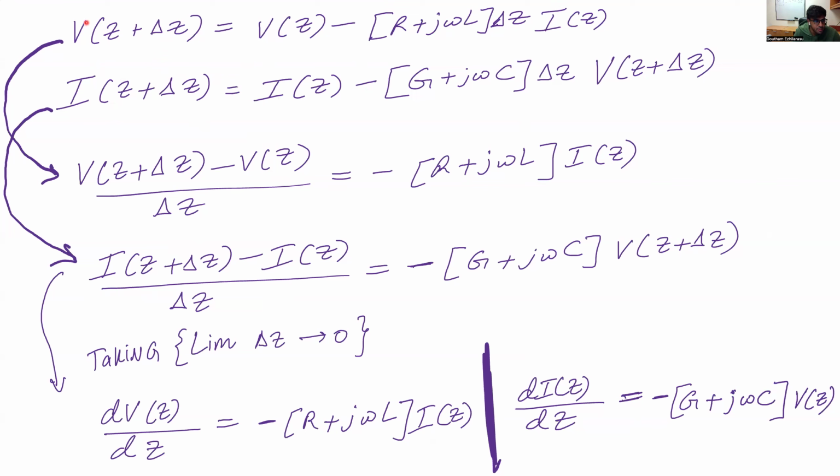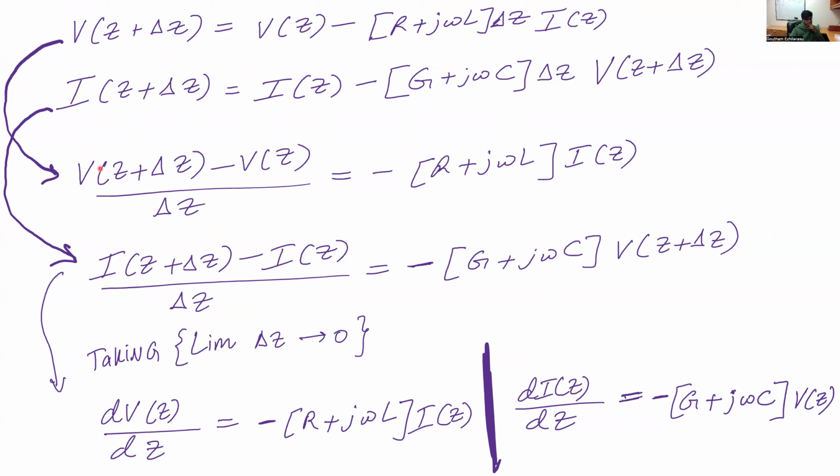And now what you can do is, if you look at the KVL equation, you can take V of z plus delta z minus V of z and divide it by delta z. And that is going to be equal to minus R plus j omega L times I of z. Similarly, you can write the KCL expression also in this form. But now you notice something interesting. If you look more closely at this, what does this actually mean?